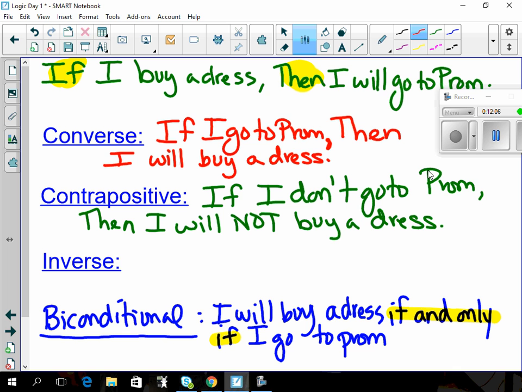All right, last one is just the inverse. So we're going to do it together as a class. So Maya, help me out. What do I do with the inverse? Amazing, right? So the order is the same, you're just going to negate it. So if I don't buy a dress, then I will not go to prom.